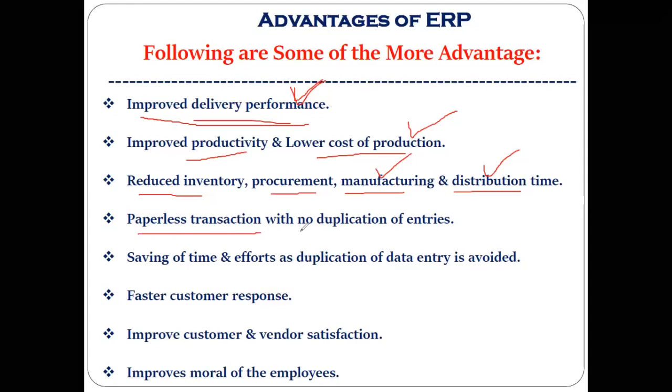Paperless transaction with no duplication of entry. Just like yesterday we have seen, as a number of departments are connected with each other through the ERP, and over that, as the computers are linked with each other, there is no need to take a printout of any document and submit it to another department, because through electronic data interchange, all the computers can share information with another computer. And that is the reason the advantage we are having is what? Paperless transaction. No need to take the printout of anything.